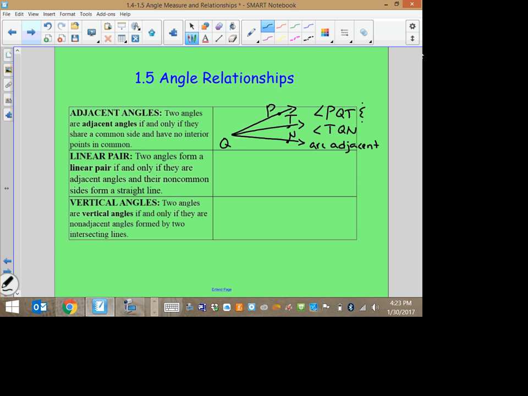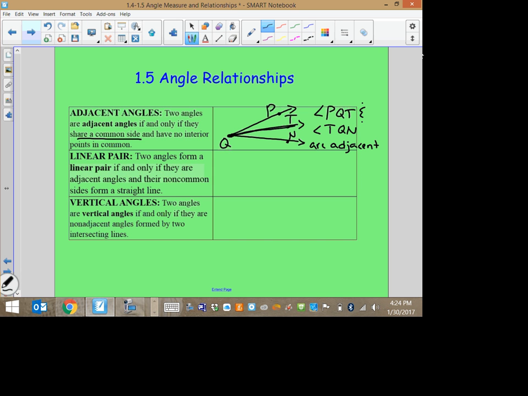So you've learned about adjacent before, so that means next to. So we have our one endpoint is Q, and then they share side QT, so they have a common side, and they have no interior points in common, so they're next to each other. You can put them up next to each other.